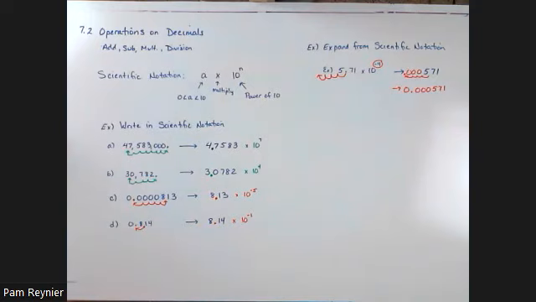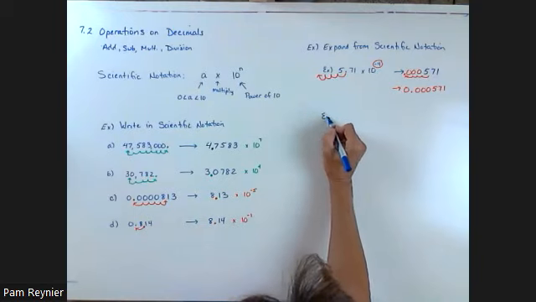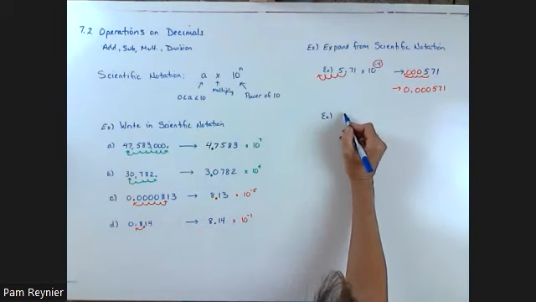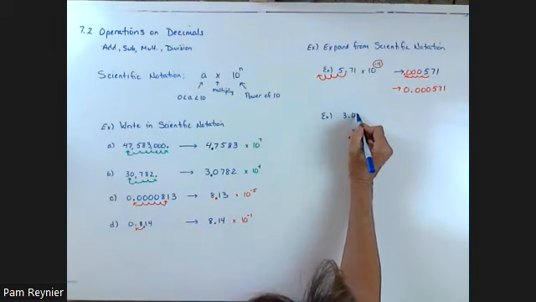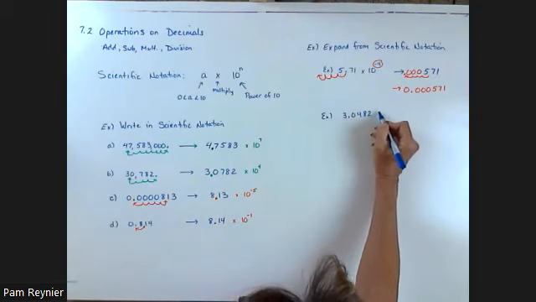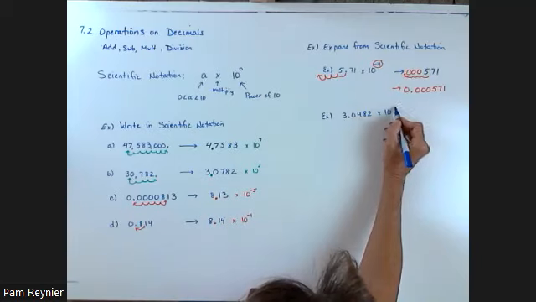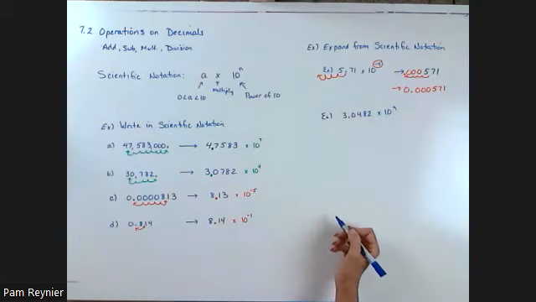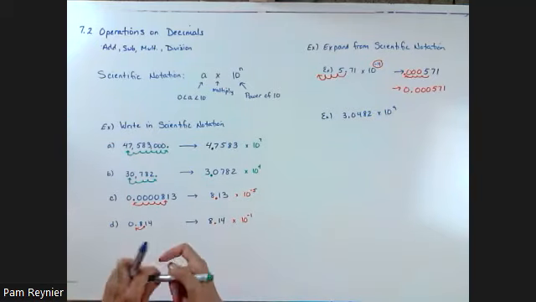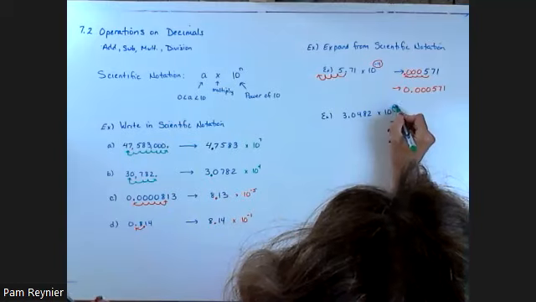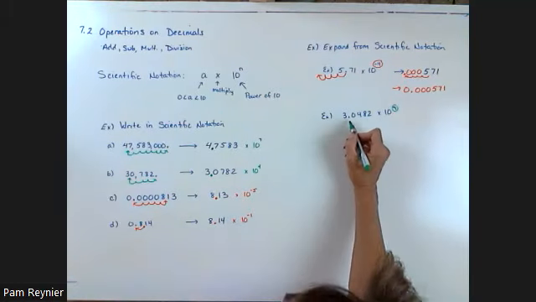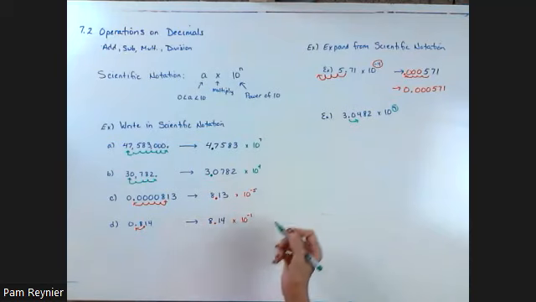So since I have 10 to the negative power, that's the same as dividing by 10 each time. And that gives me moving my decimal in the negative direction. So if I have 3.0482 times 10 to the 9th, and 9 is a positive number, well, that means that's a positive. I'm going to multiply by 10 9 times. That means this has to move in the positive direction 9 spaces.